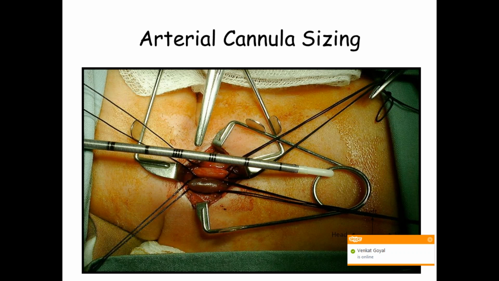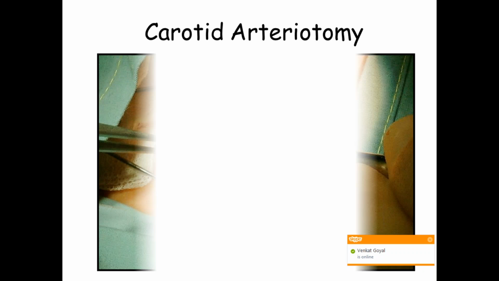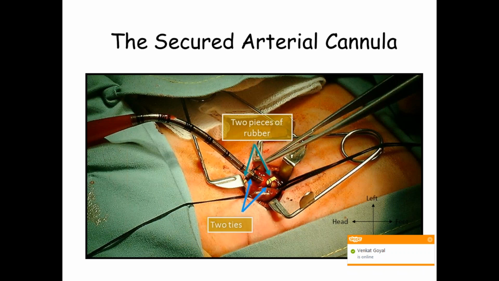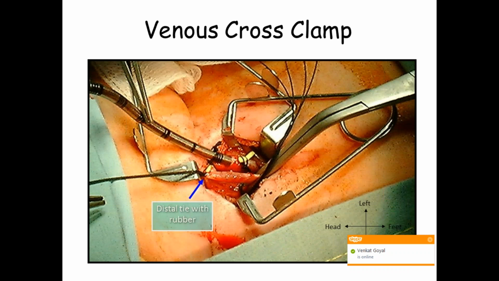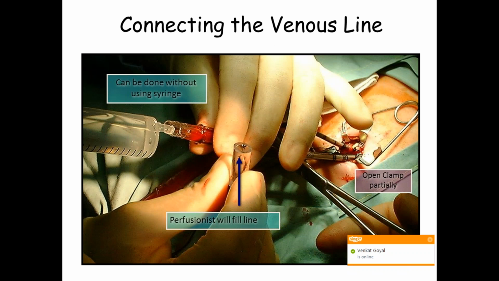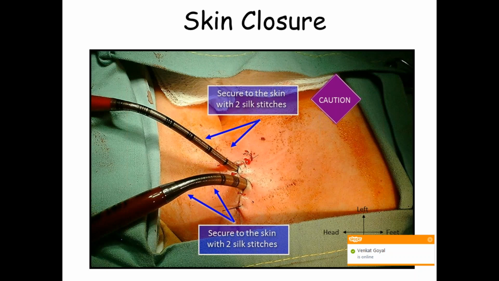Then check the position and what mark you want to fix, almost 2.5 to 3 centimeters in neonates. Do distal ligation when you are doing the open technique. Then open the vessels and put the cannulas. I'm just speaking through these slides in the interest of time. This is the way you connect, so that there is no blood loss and air going inside. You connect it.